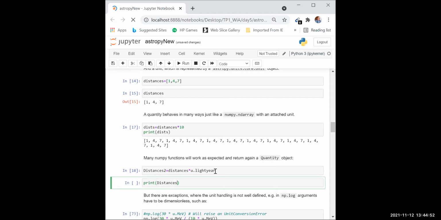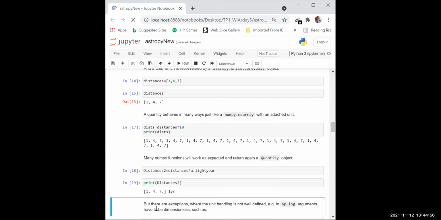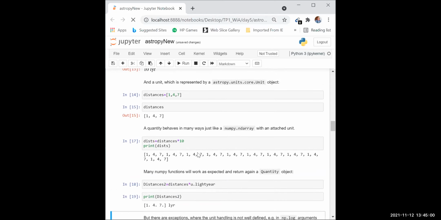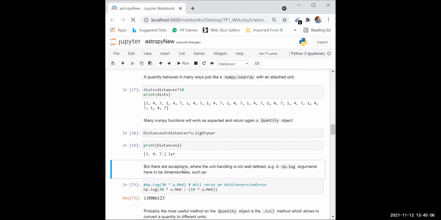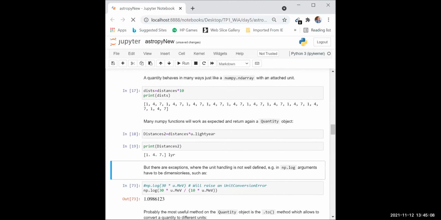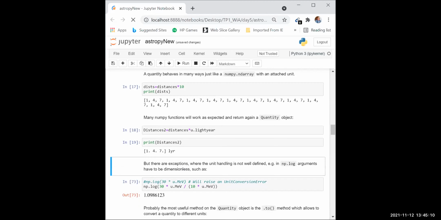Distance just 2, and I print it, you will see that I have this 127, and now I have converted into light years, right? So this is the way you can use your units.